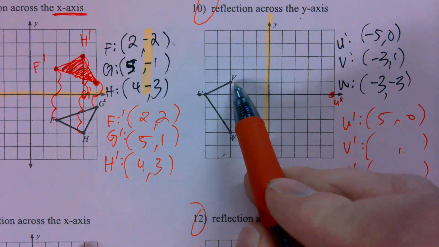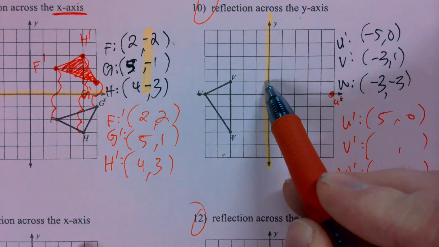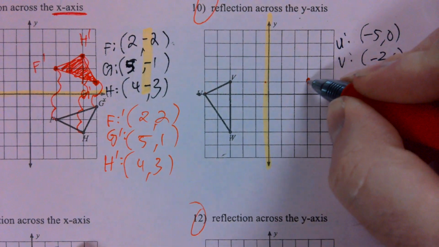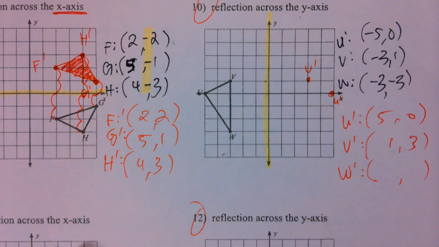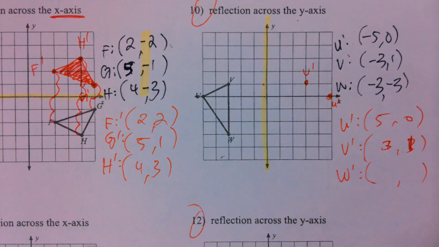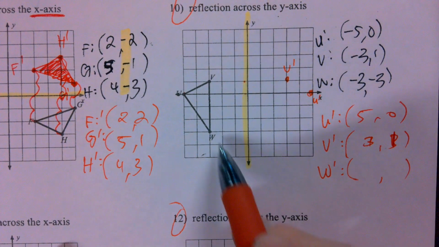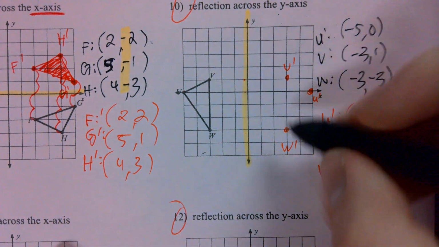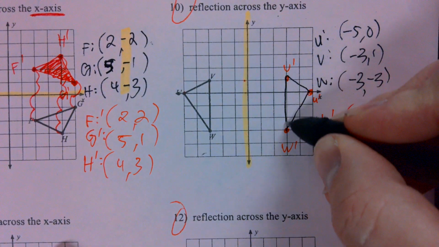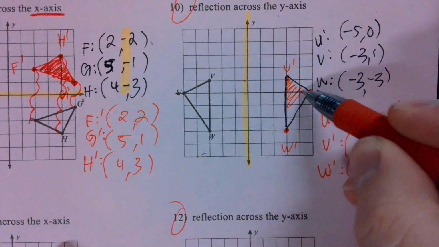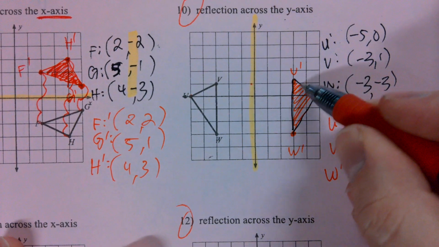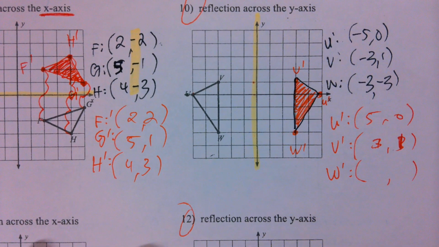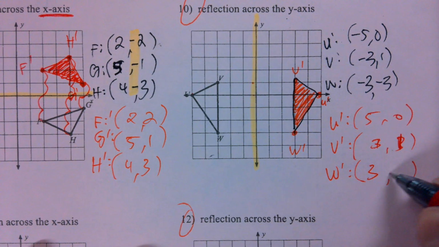For point V, I'm going to count 1, 2, 3 spaces. I hit that line of reflection and go 1, 2, 3 more spaces over, which is at 1, 3. I'm sorry, 3, 1. It's easy to make that mistake. And W is also 3 spaces away. I go 3 spaces past and make my W prime right there. Anytime we're doing a reflection, just like anytime you look in the mirror and see your reflection, we should see a mirrored image of our triangle, unlike what we did with our translations.